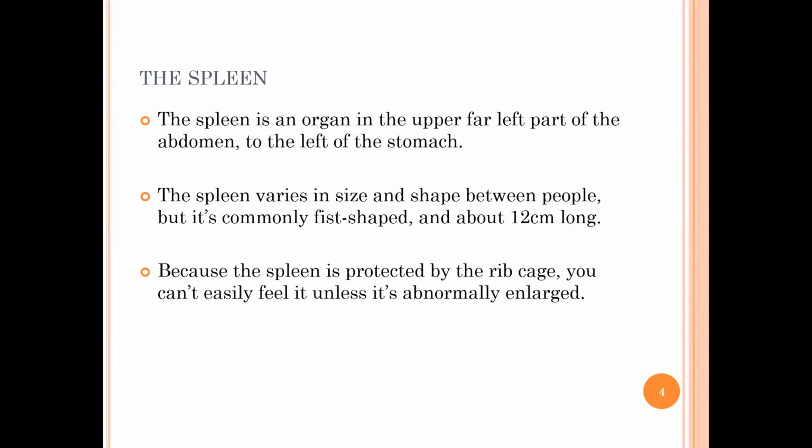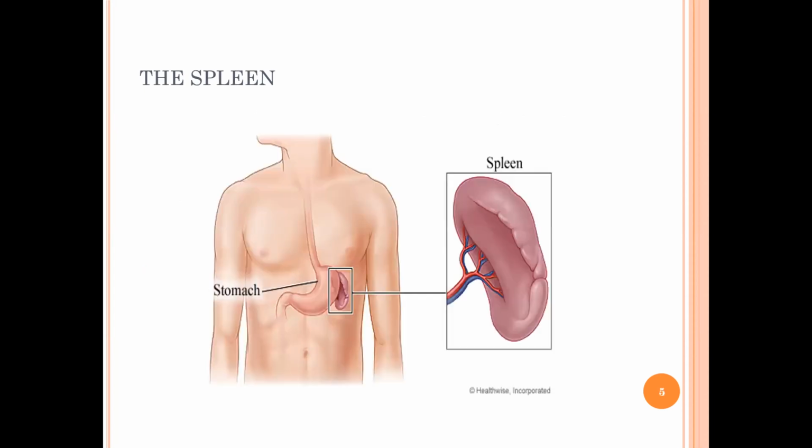Ideally, your spleen shouldn't be palpated. So right now, if you touch your abdomen, you shouldn't feel any mass because it's protected by the rib cage. It's sort of under your rib cage. But if your spleen becomes bigger, then you will feel a mass in the upper left part of your abdomen. This is just a diagram to show exactly where the spleen is. You see it to the left of the stomach, and this is what the spleen looks like.